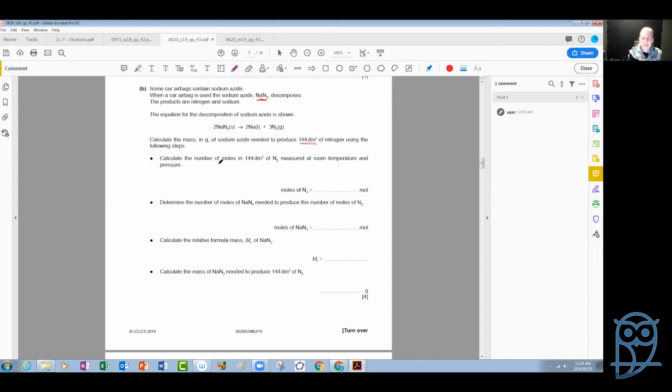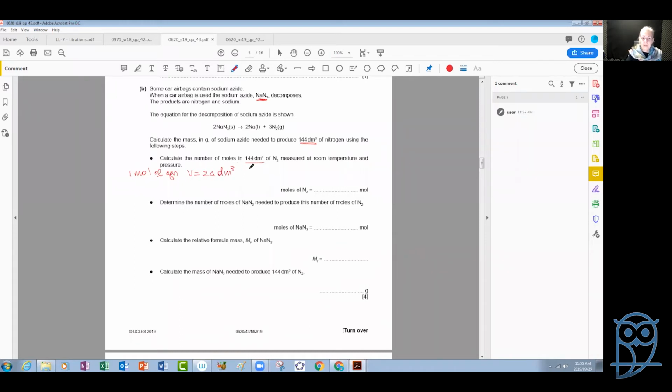First, calculate the number of moles in 144 cubic decimeters of nitrogen, measured at room temperature and pressure. The only thing we need to remember here is that 1 mole of any gas occupies exactly the same volume at room temperature and pressure, which is 24 cubic decimeters. 1 mole of any gas occupies a volume of 24 cubic decimeters. They need to see that we know that.